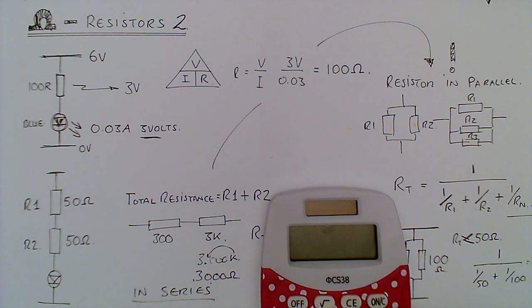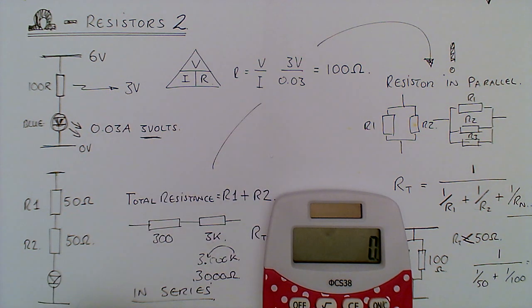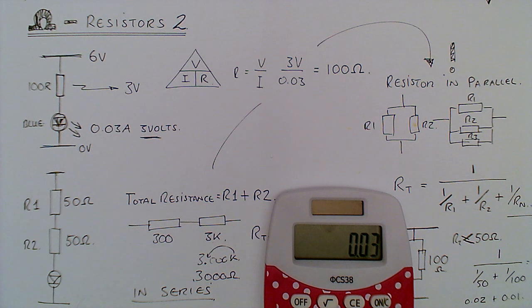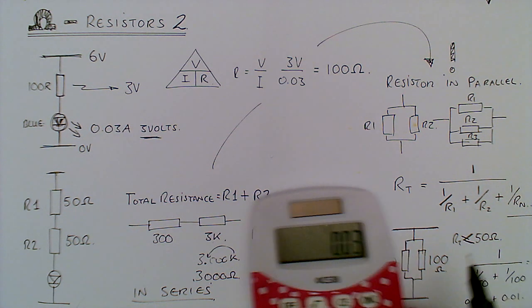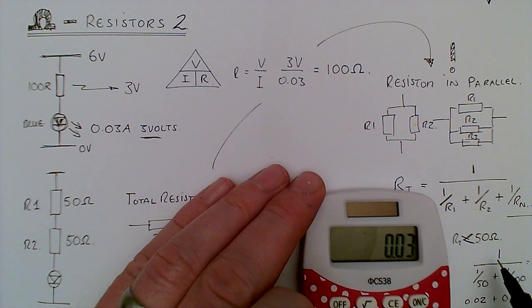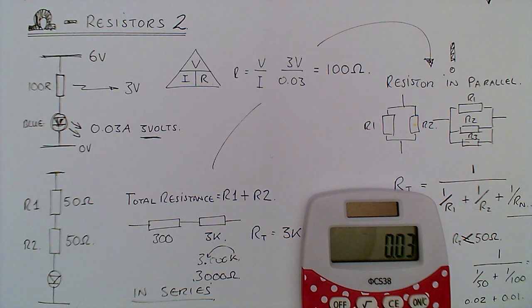So we'll pop our calculator in here. 1 divided by 50, and I like to do this in stages, so I know that's 0.02. 1 divided by 100, I don't know what this is going to be. Okay, so if I add those together, I'm going to get 0.03. So 1 divided by 0.03, remembering that the answer should be less than the 50 ohms that we talked about earlier. And we'll reveal that in the next video.